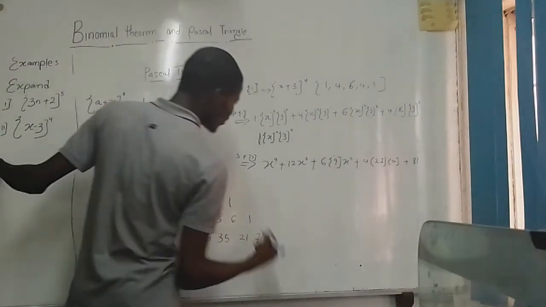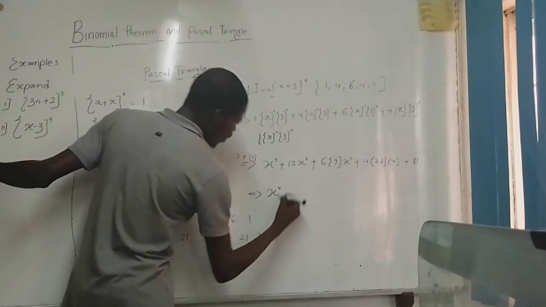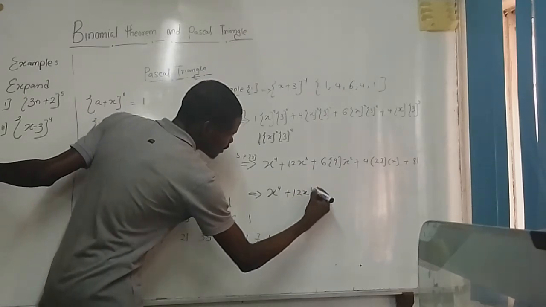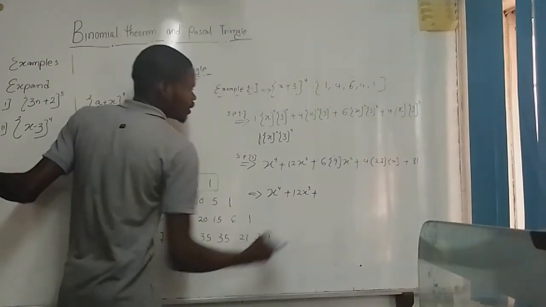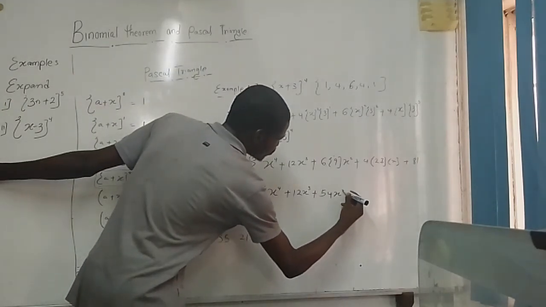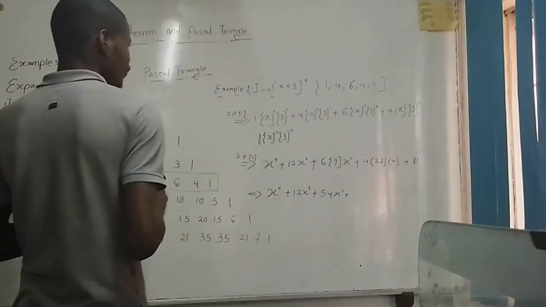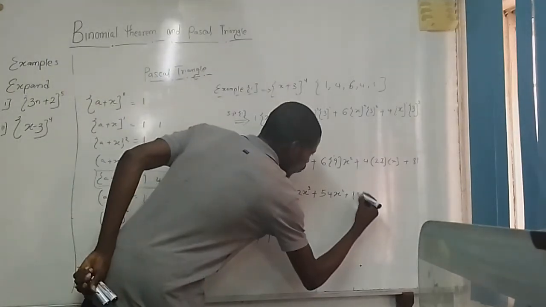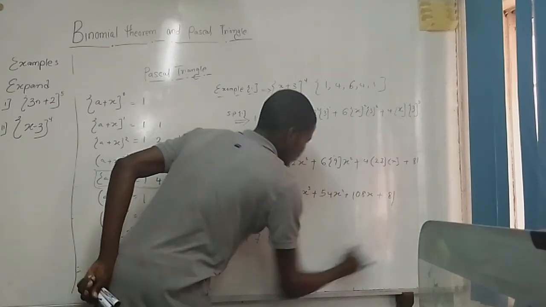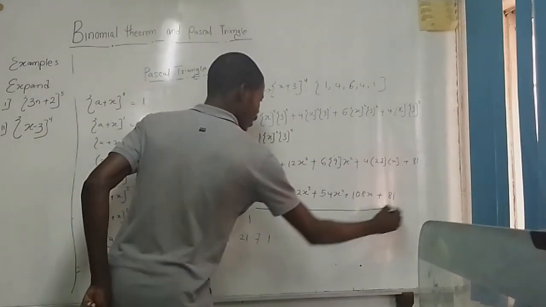So we are going to have x raised to power 4 plus 12x raised to power 3 plus then 6 times 9 is what? 54x squared plus 4 times 27 will give you 108x plus 81. That is our final answer.